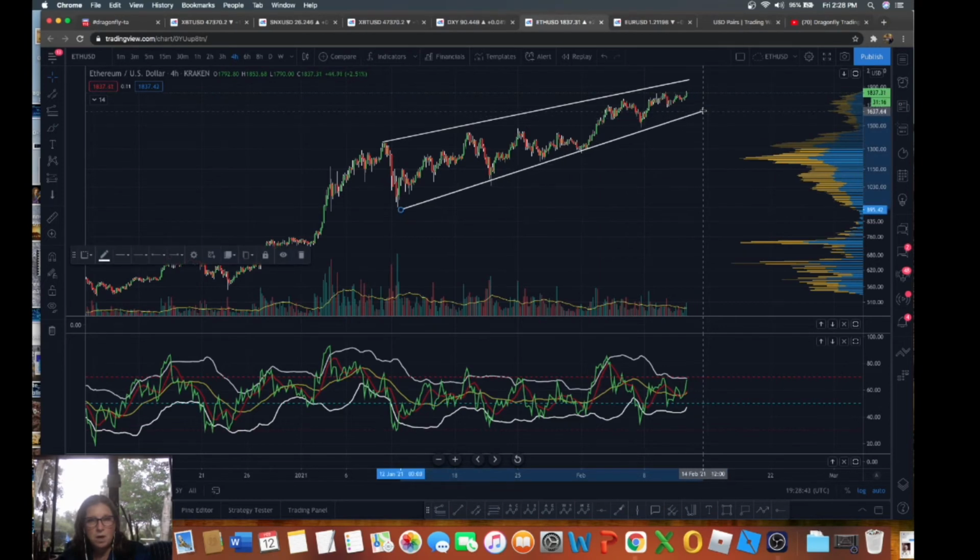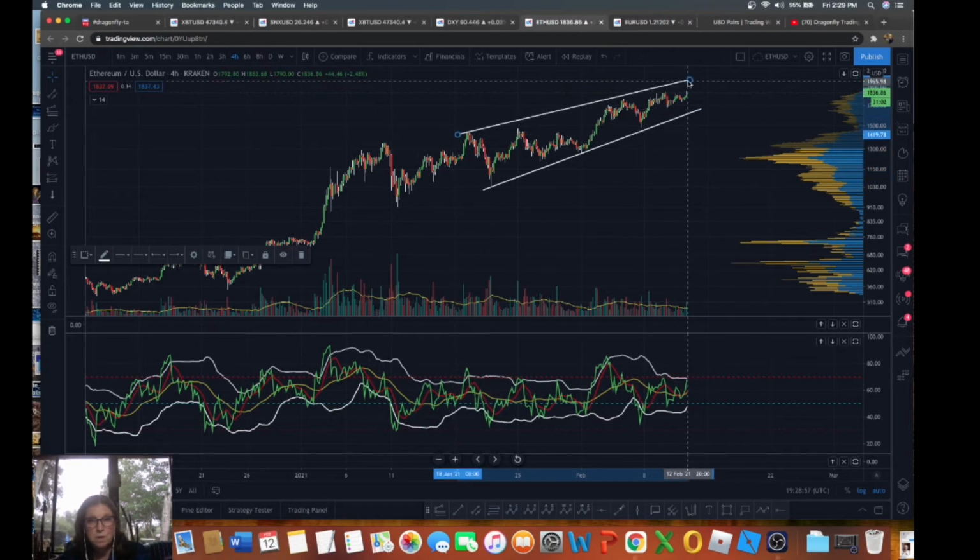Now, I don't really see it as an ending diagonal. Maybe. It could be, and the reason I say that is because of how this is overlapping. Like this correction overlapped this correction. So the only way that this could really take off in a bullish manner is if somehow this correction ended here.